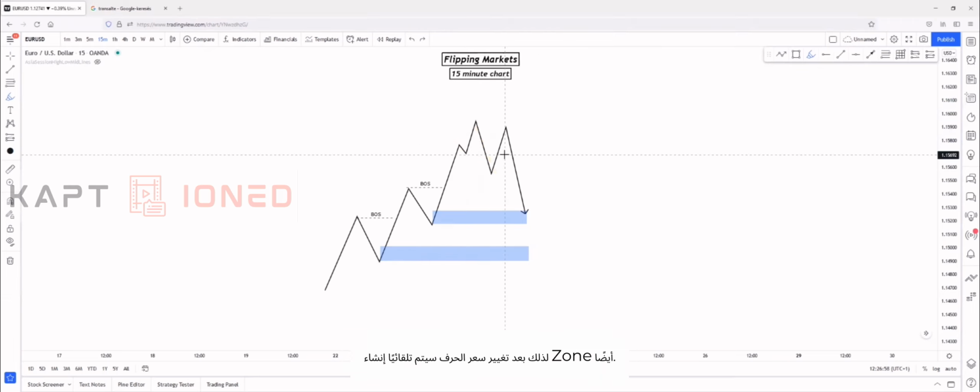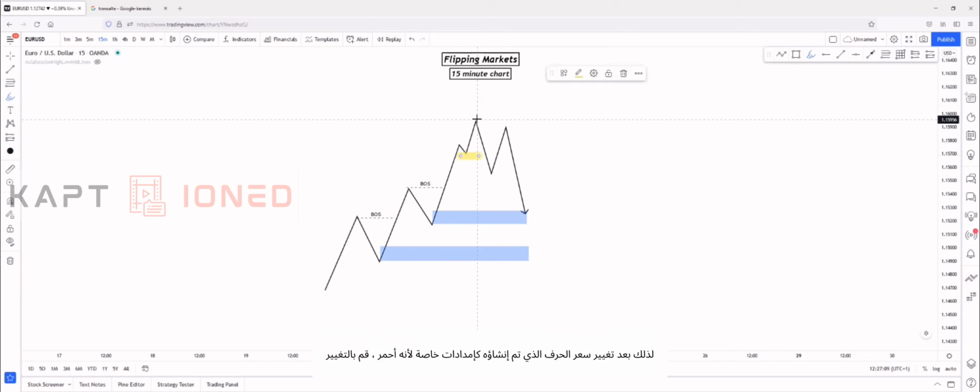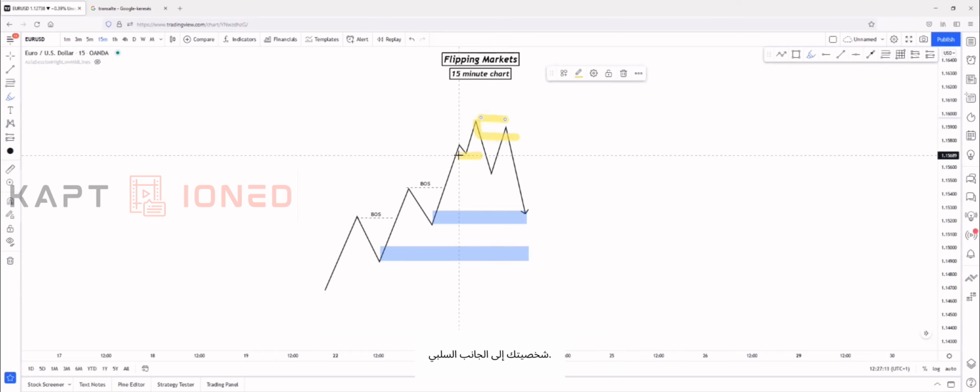So after a change of character, price will automatically create a zone, either a supply or demand zone. But we'll talk about change of characters in the entry units. Okay, so after a change of character, price created a supply zone because it changed character to the downside. So this means supply is in control now. I will just draw a supply zone right here.